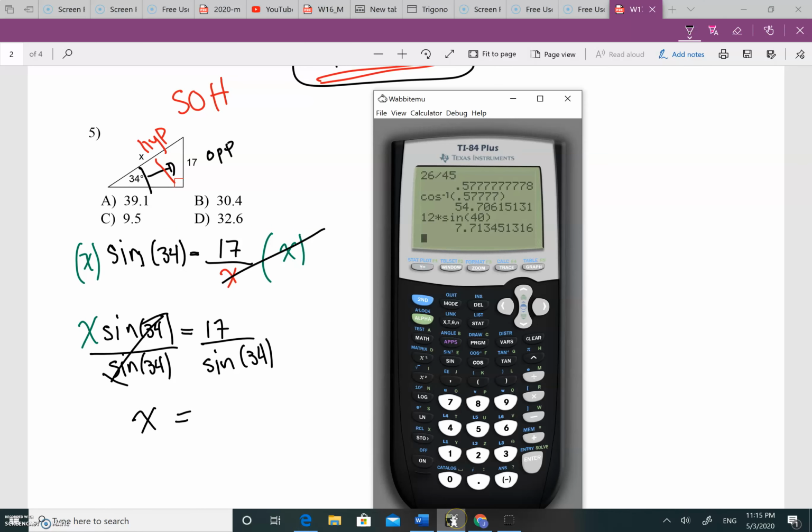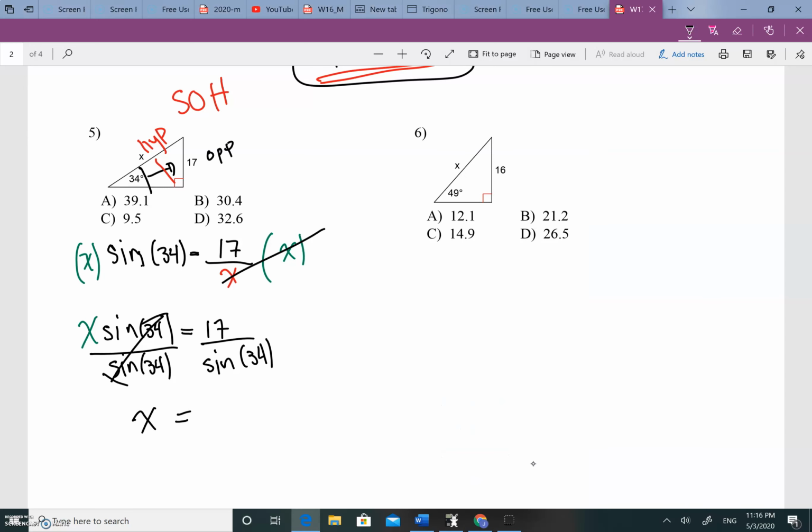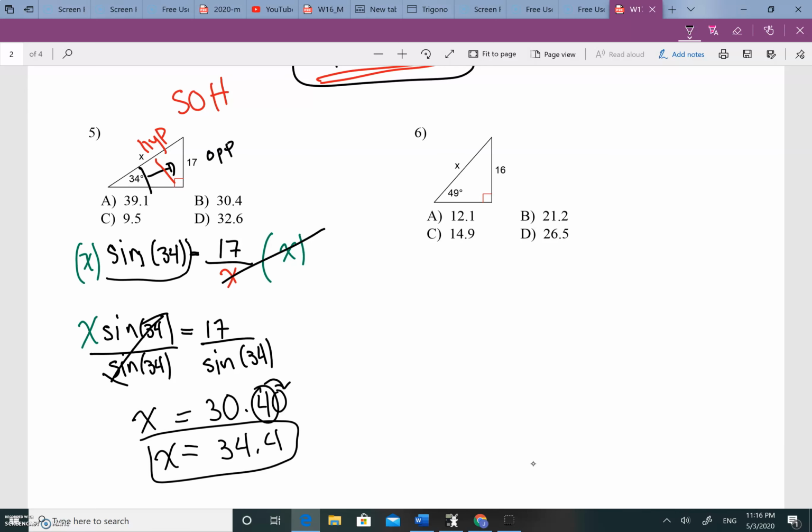So basically we have x on this side, and on the other side you use your calculator. We look at 17 divided by sine 34, close parentheses, that gives me 30.40. And now we go ahead and round. We look at our 4, and the number afterwards. So this is going to be 30.4. Okay. So again, my x is on the bottom, which means that at the end, I'm going to have to divide by my sine.